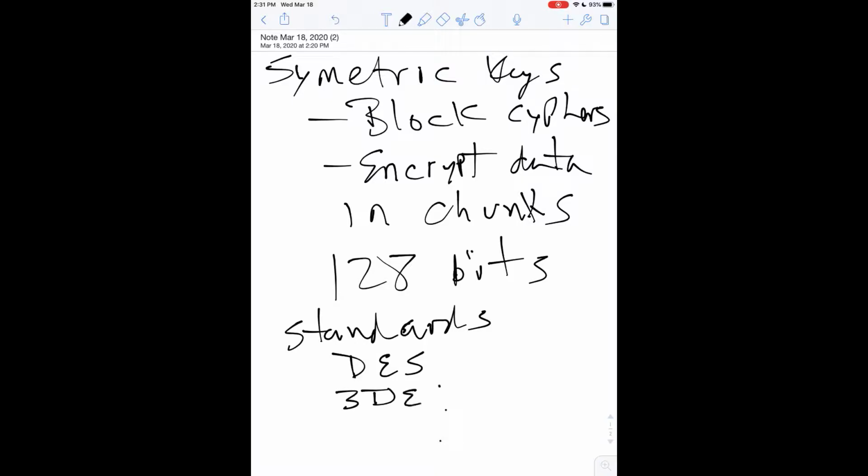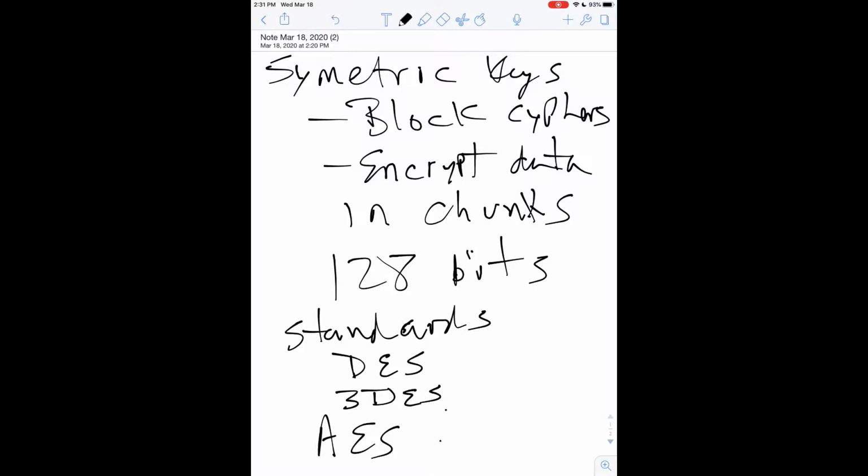3DES or triple DES. I don't think that's been broken yet, but if it hasn't been broken, it's going to be broken very, very soon. And the new standard is AES, or the Advanced Encryption Standard. DES is the Data Encryption Standard.